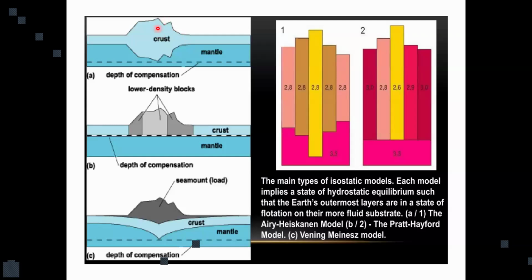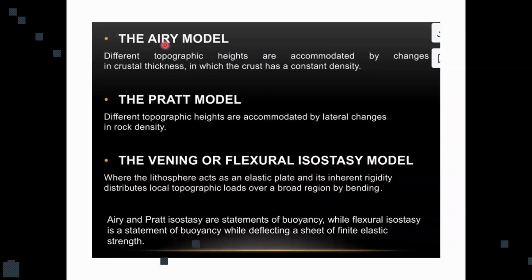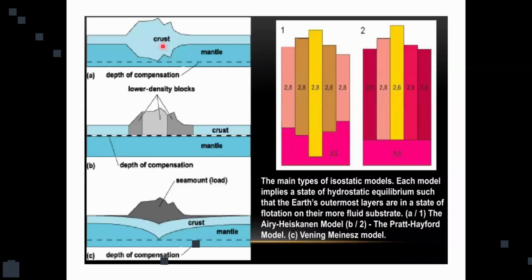According to the Airy model, the height of the mountains and the equilibrium were achieved by variation in crustal thickness. You can see that in order to accommodate the height of this mountain, the mountain has roots in the asthenosphere. You can see this area of the crust where there is no mountain, it is flat. You can see that the base is also flat.